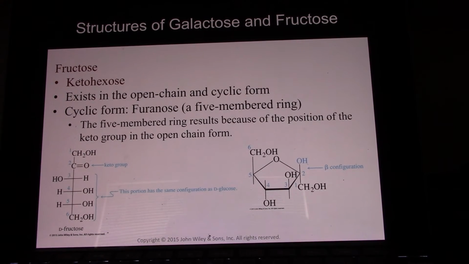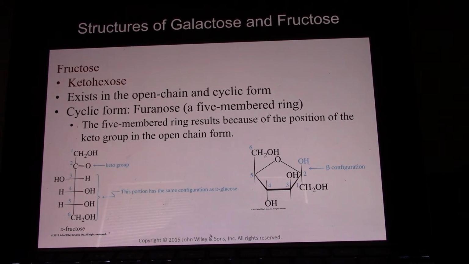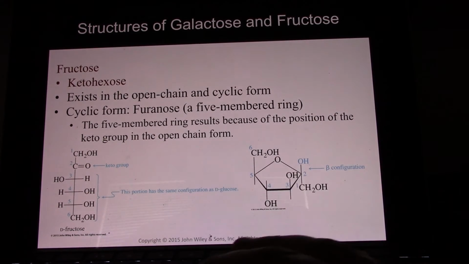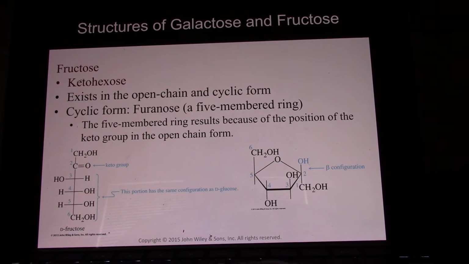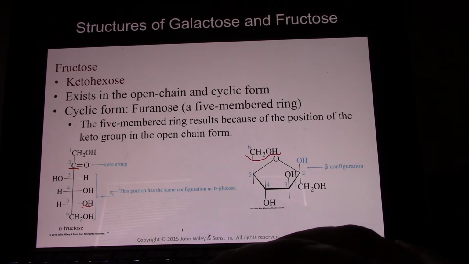Structures of galactose and fructose. Fructose is a ketohexose. It exists in the open chain and cyclic form, and again the same thing happens. This OH here will attack this carbon. But because the ketone is not at the end now, it's at carbon 2, now we only have a 5-membered ring. And this CH2OH group is over here. So carbon 6 is not part of the ring.